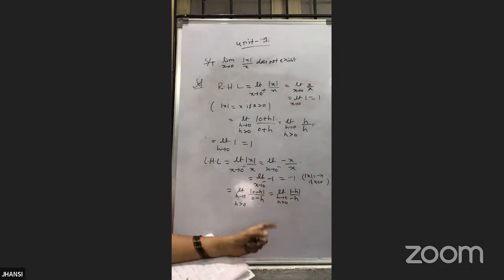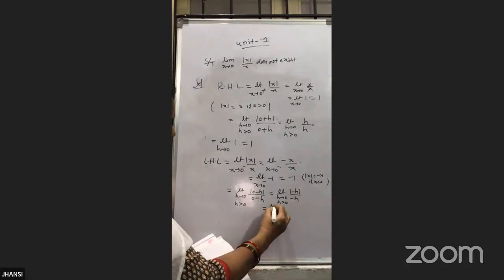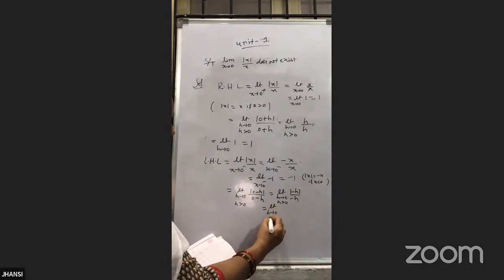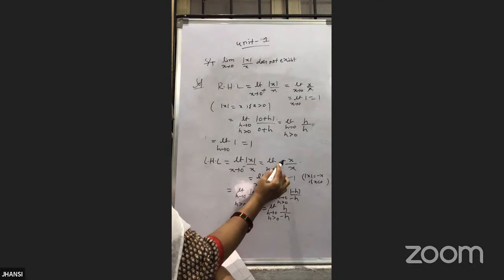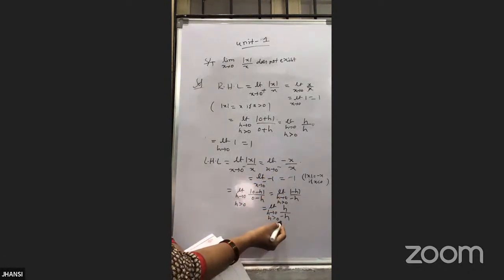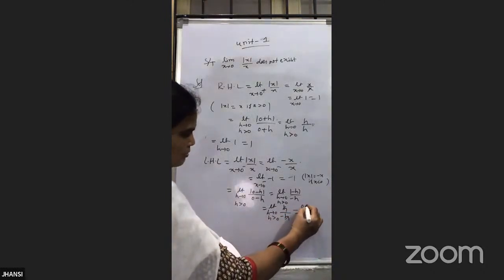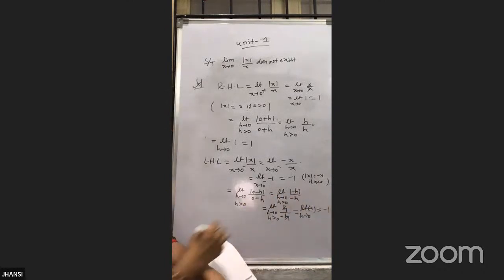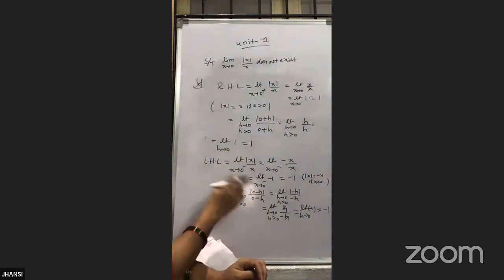So the modulus of any negative value will become a positive value. So here you will write limit h tends to 0, h greater than 0, minus h will become h, and in the denominator the negative is there. If you cancel this out, you'll get limit h tends to 0 of minus 1, equal to minus 1. So LHL value we got as minus 1. Both we got different values.